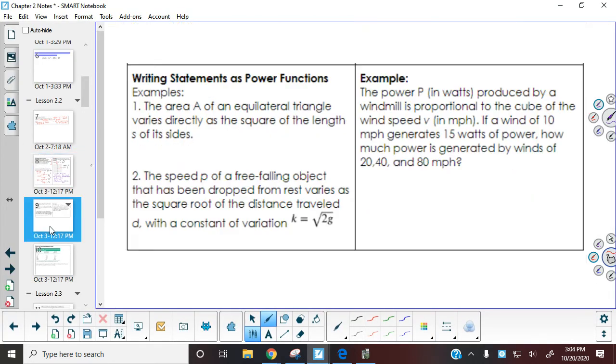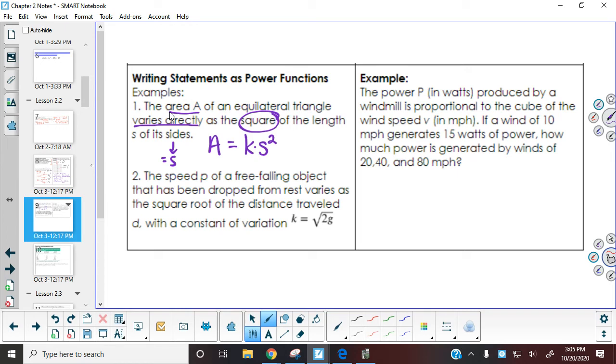All right, so moving on. Writing statements as a power function. As you look at this, basically you're just reading it and translating the sentence into a mathematical statement. So we have area varies directly. So we would have A equals, and then the square of the length of its sides. So then we have this square, so S squared, if we let this equal S. Now here's the thing, notice I left a gap, because you still technically have that constant of variation that we need to take into consideration.